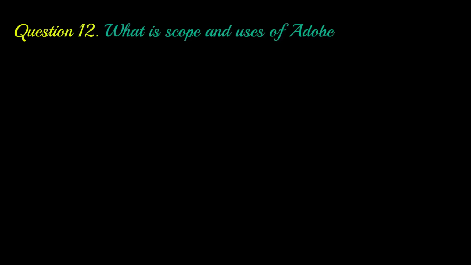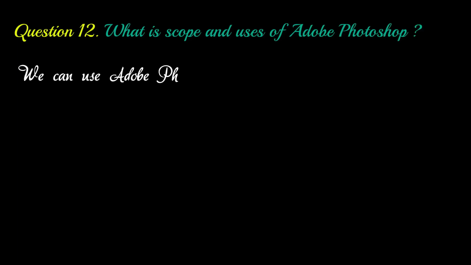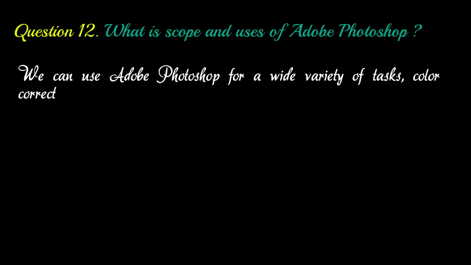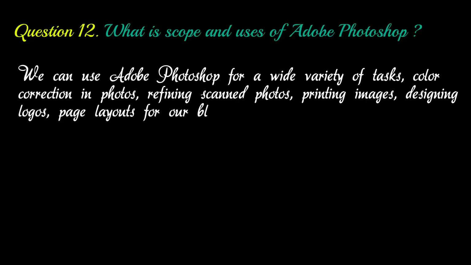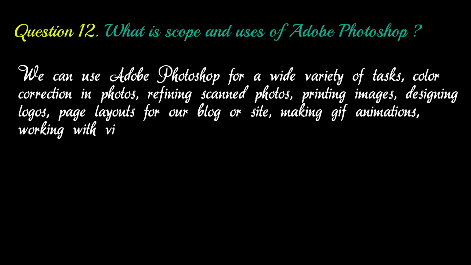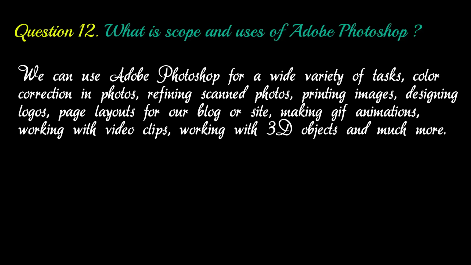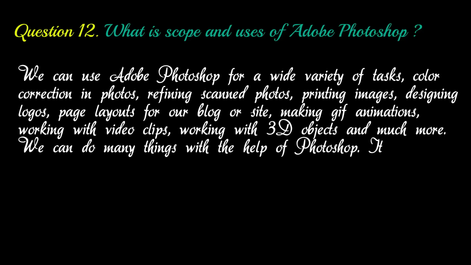What is the scope and uses of Adobe Photoshop? Answer. We can use Adobe Photoshop for a wide variety of tasks: color correction in photos, refining scanned photos, printing images, designing logos, page layouts for our blog or site, making GIF animations, working with video clips, working with 3D objects, and much more. We can do many things with the help of Photoshop.